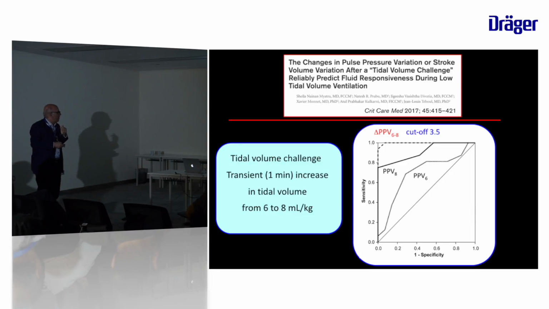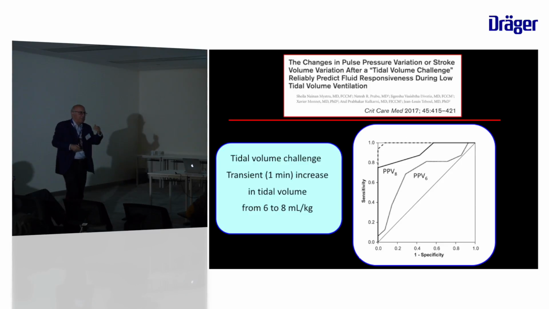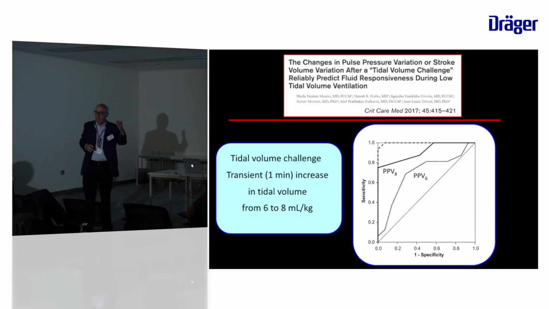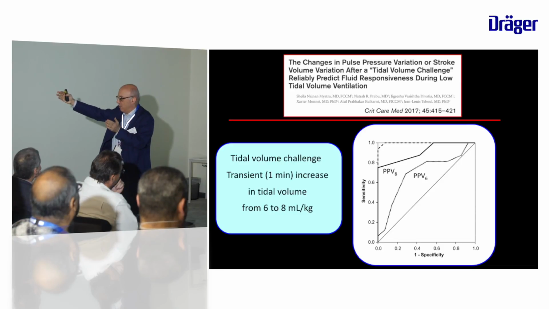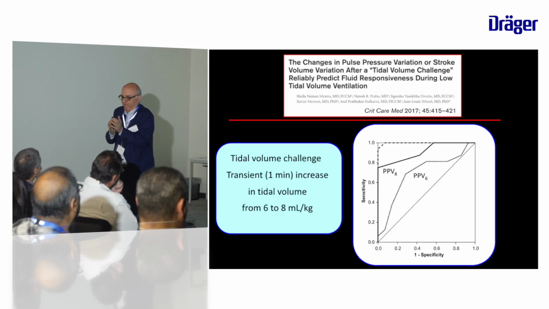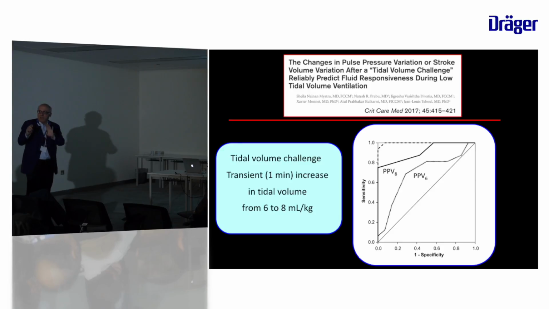Imagine that you start from 7% of PPV, okay? It is below the threshold. But you are ventilating at a low tidal volume, so you are not sure if this data is accurate or not. You change the tidal volume for 1 minute. If you go from 7 to 12, so more than 4, 3.5, 4, you are likely to be responsive. If you change less, you are less likely to be responsive. This is another option that has been recently proposed. Not easy.